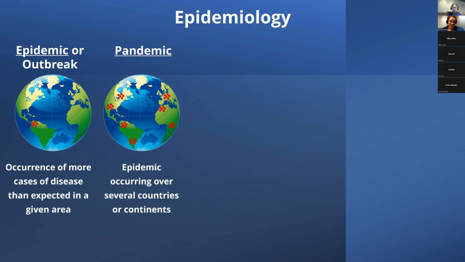So when an epidemic occurs over several countries or several continents, it's called a pandemic, which you've probably definitely heard of that word. And some examples of pandemics that have happened in the past: AIDS is a pandemic. We have the influenza H1N1 as one example of a pandemic, and then SARS-CoV-2 specifically is the one that you may have recognized the name from, so the COVID-19 pandemic.